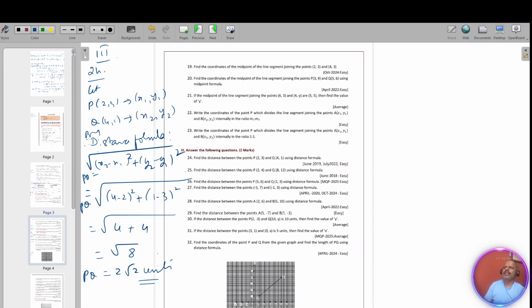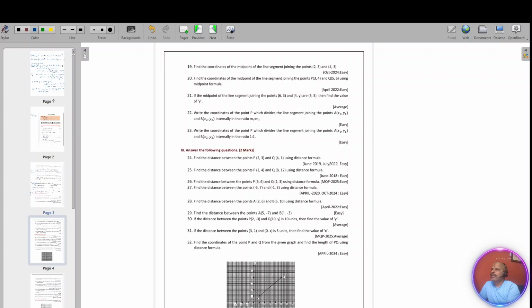It is a very simple formula. Basically, you assume the given points as x1, y1, one point, and x2, y2, another point. Apply the formula, substitute the values, properly subtract and square them, properly add, and properly take the square root. Don't forget to write the word units, because the distance or length will have some unit. Nothing is given here, so you write the word units.